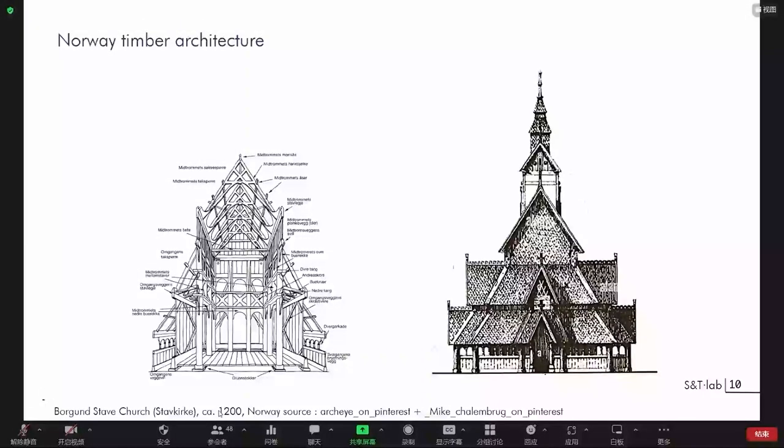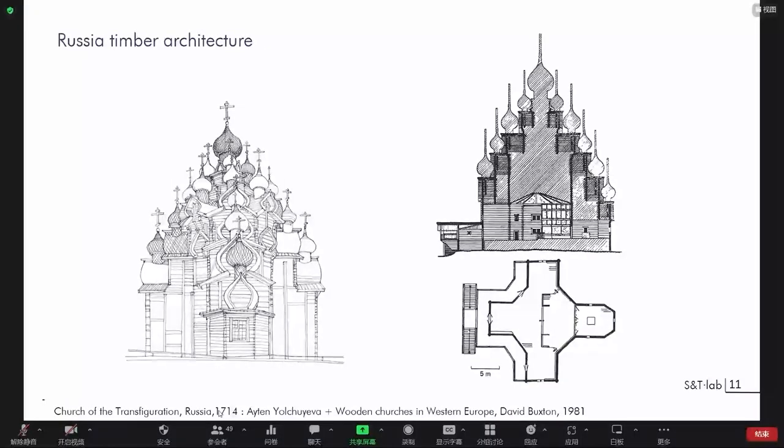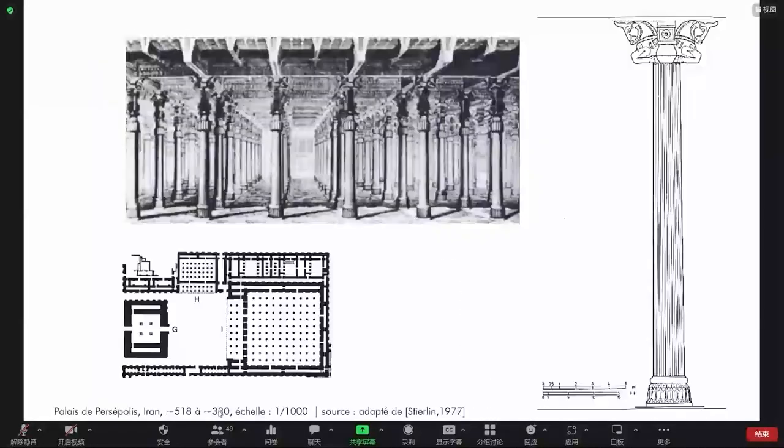We have also a kind of counterpart in Europe, for instance, with Norwegian timber architecture, with the Stavkirk in Norway, or Stave Church in our language, coming from the Middle Age. And going to other cultures, we can find also in Russia very huge constructions made with timber, with also palaces of that time.